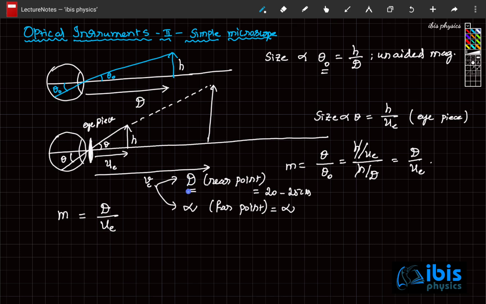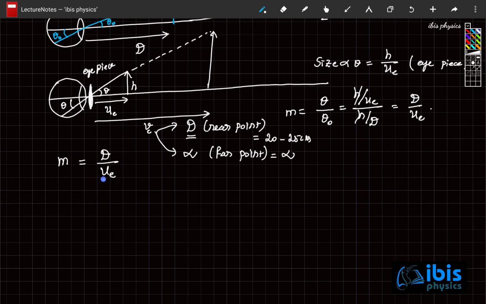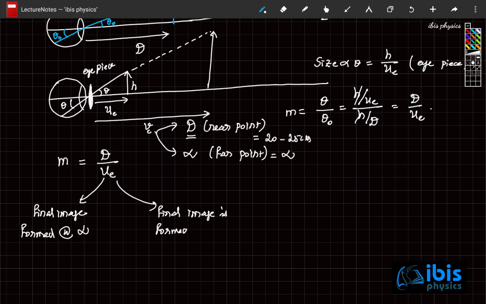So the magnification: suppose you want to cover these two distances, you can choose ue so that the final image can be formed at infinity, or you can choose ue such that the final image is formed at the near point.